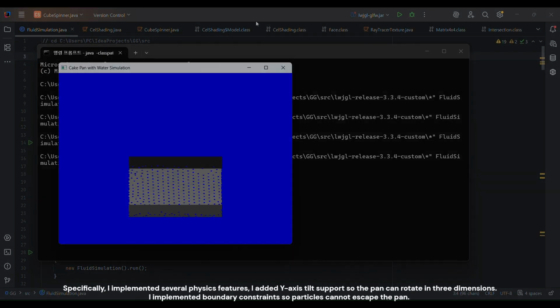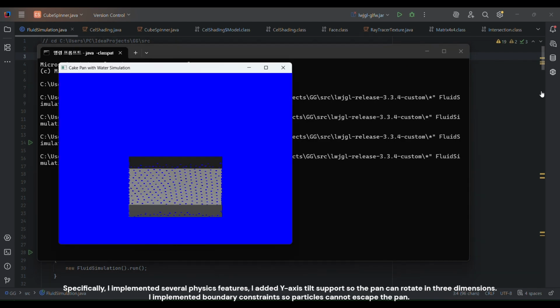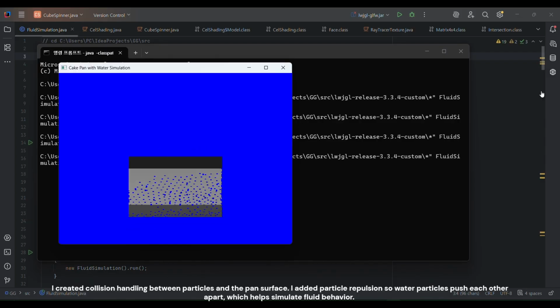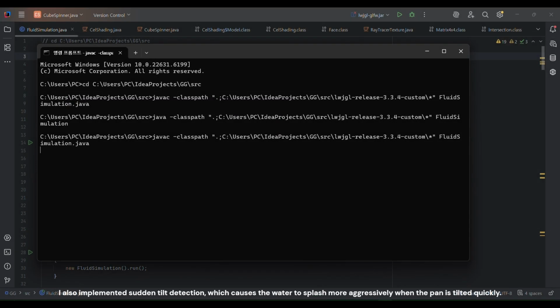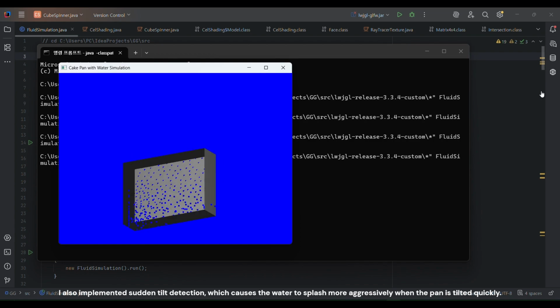Specifically, I implemented several physics features. I added y-axis tilt support so the pan can rotate in 3 dimensions. I implemented boundary constraints so particles cannot escape the pan. I created collision handling between particles and the pan surface. I added particle repulsion so water particles push each other apart, which helps simulate fluid behavior. I also implemented sudden tilt detection, which causes the water to splash more aggressively when the pan is tilted quickly.